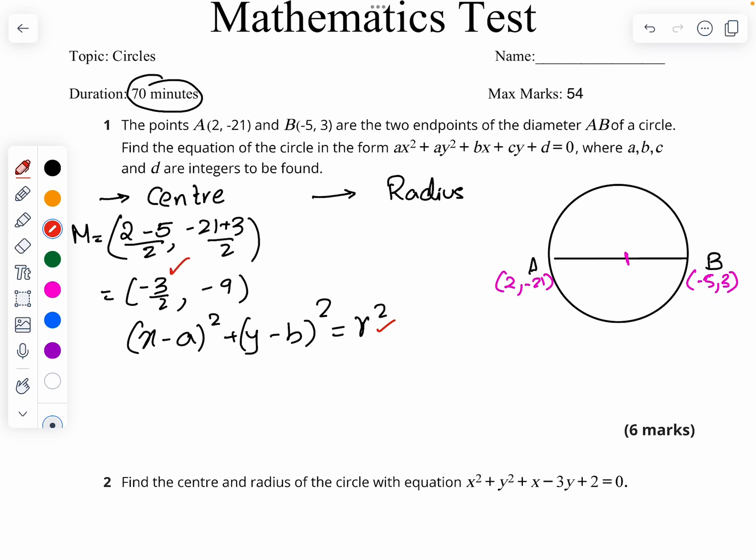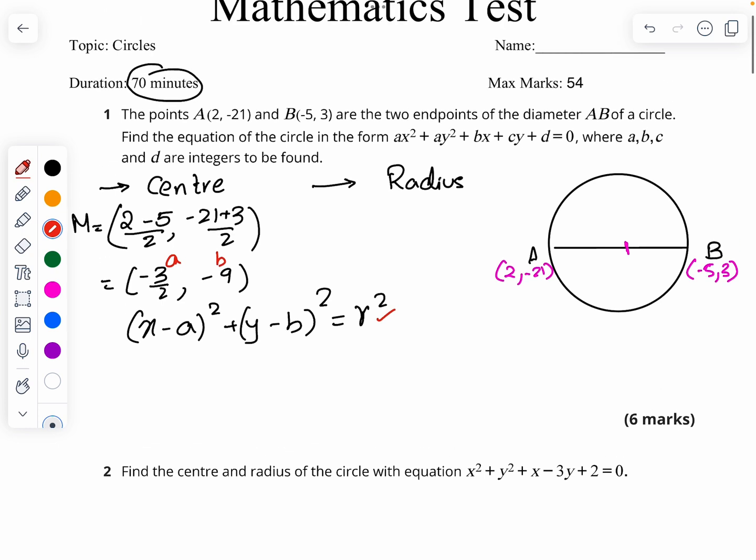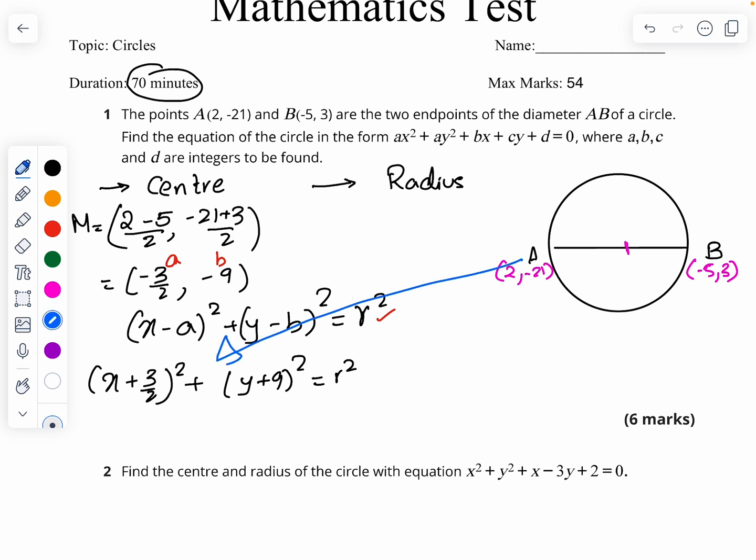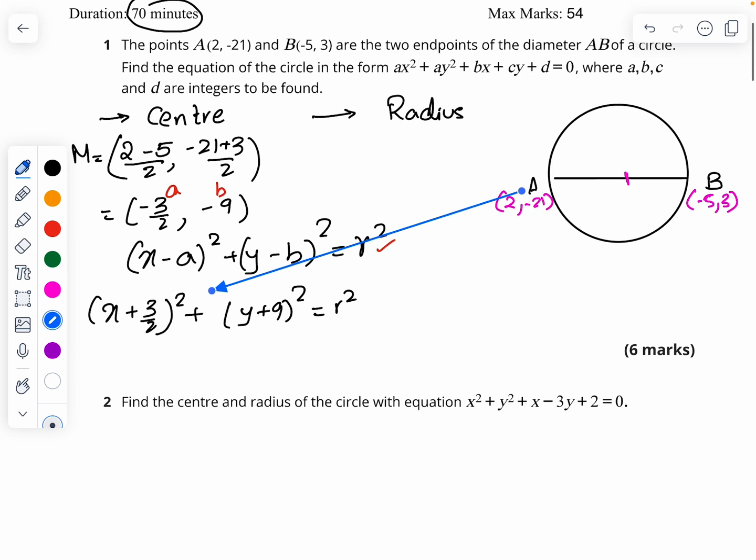So we know a and b. So this is a and this is b. So when I plug in that one, what do I get? (x minus of minus 3 by 2) whole square plus (y minus of minus 9) whole square equals r square. This is the equation of a circle, but still we need to find the value of r. So for that, what am I going to do? I am going to plug in this point x1, y1, or 2 comma negative 21, in that one.